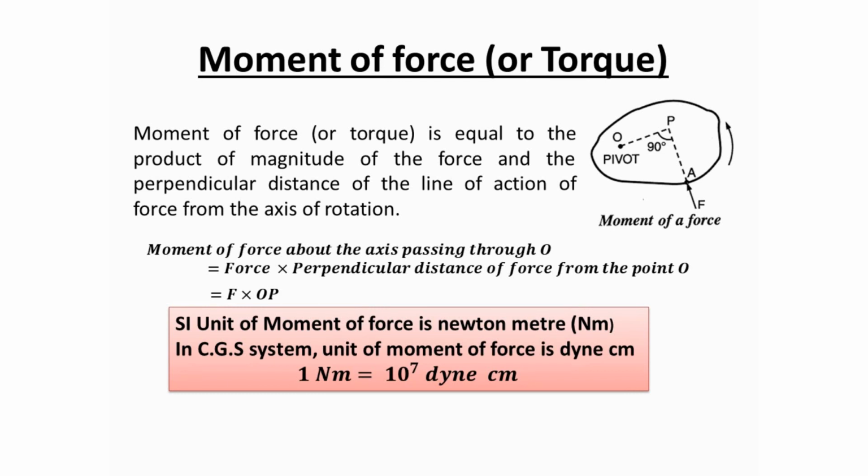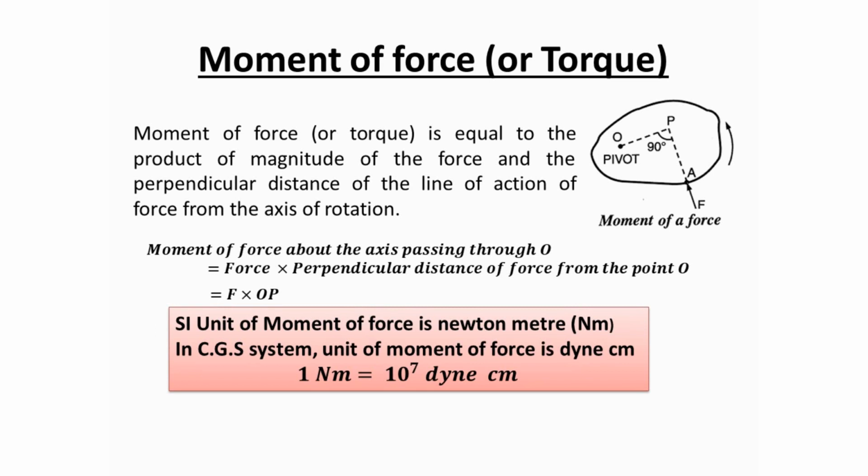So moment of force is equal to force F multiplied by perpendicular distance. You can see here the point of application of force is A and the line of action is AP, and perpendicular distance of AP from point O is given by OP. Therefore, perpendicular distance of force from the point O is OP. The moment of force is equal to force F into OP.